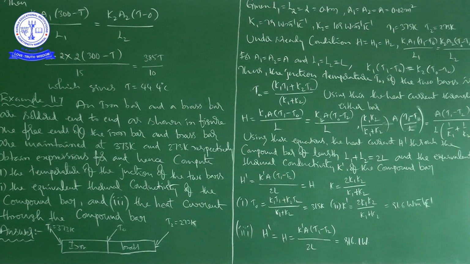The second one is important, right? From the NEET point of view or board point of view, this model problem is important. Next, the third one, the heat current through the compound bar, which we got as 916.1 watts.